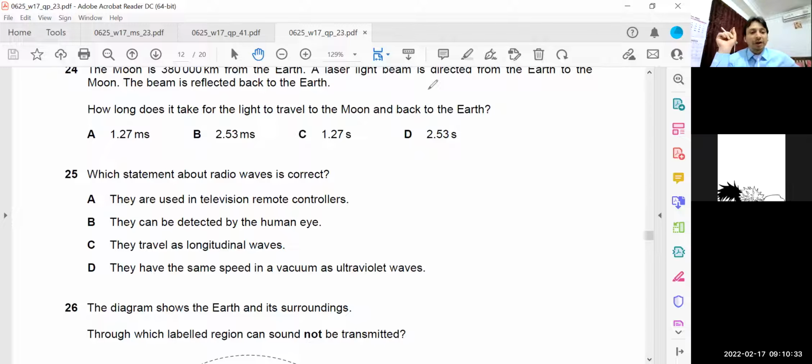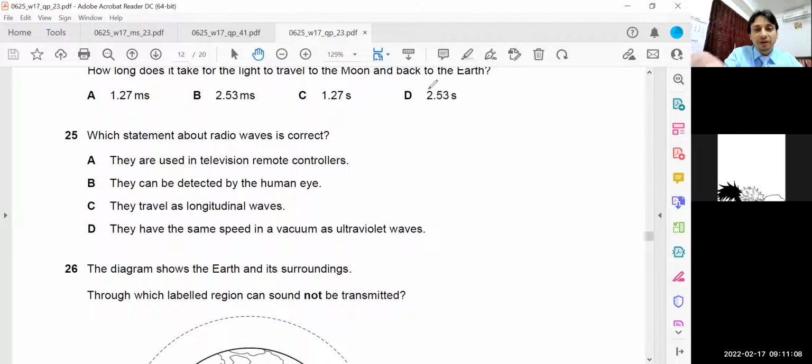Option A is wrong. They can be detected by the human eye? That we can't detect. We can only see visible light, and with the help of visible light we can see the objects. They travel as longitudinal waves? No, electromagnetic waves are transverse waves. These are not longitudinal waves. Longitudinal wave is sound wave. C is also wrong. They have the same speed in vacuum as ultraviolet waves, UV waves, as well as radio waves, because they are all part of the electromagnetic spectrum, and all of them travel with the same speed. Question number 26.